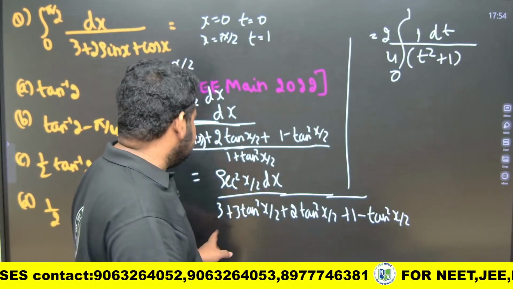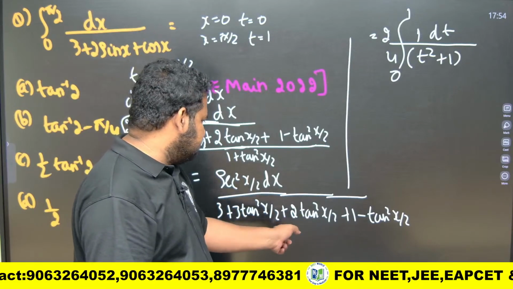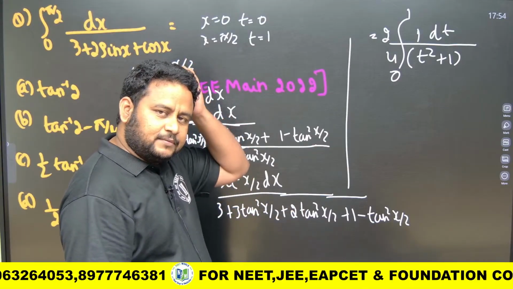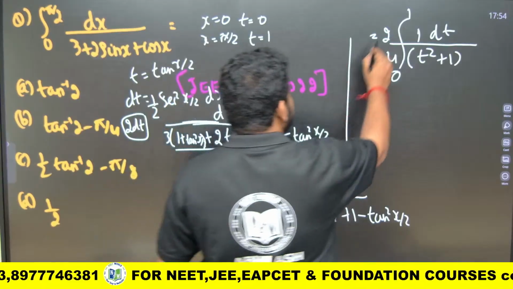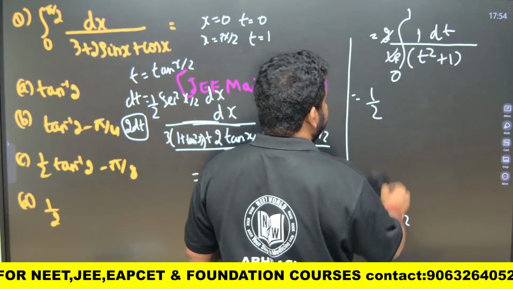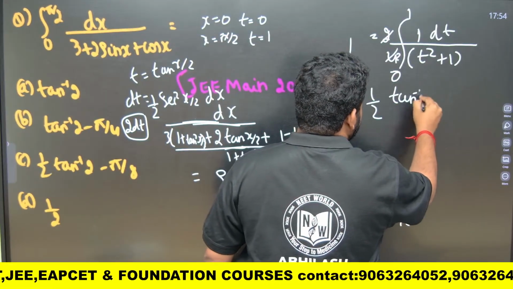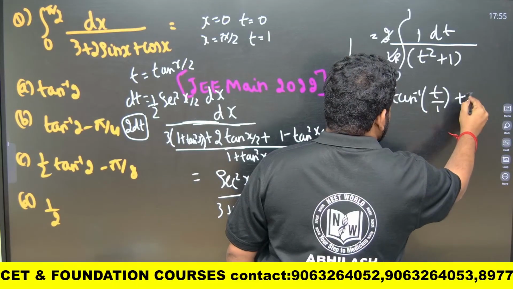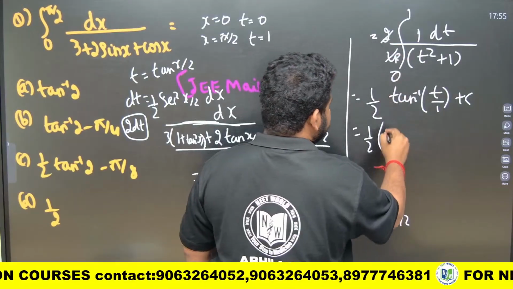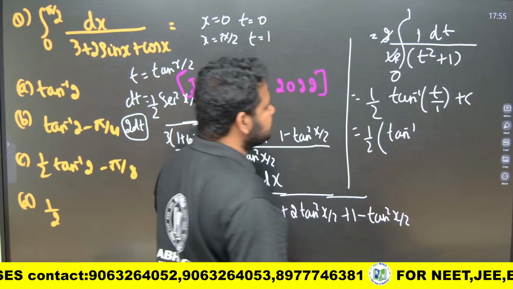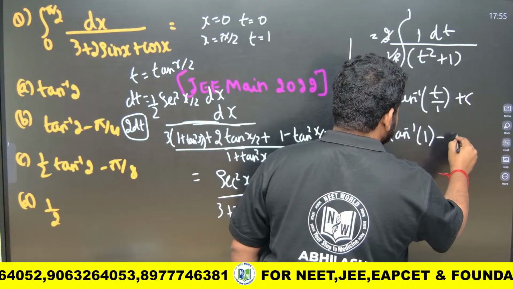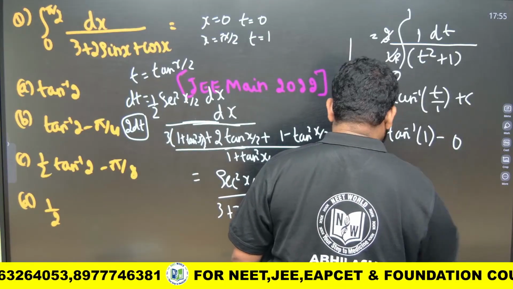So 4 I have taken common, and 2 and 2 will get cancelled. So this will become 1 by 2 into the integral of 1 by t square plus 1, which is tan inverse of t, plus c. So 1 by 2 into tan inverse of the upper limit 1 minus tan inverse of the lower limit 0. Tan inverse of 0 is 0 itself. This c is not required because it is a definite integral.